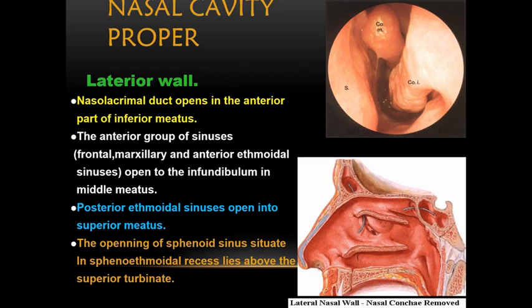Again, we have the inferior meatus below the inferior turbinate, which has the opening of the nasolacrimal duct. The middle meatus has the opening of the anterior sinus group, frontal, maxillary, and ethmoidal sinuses. The superior meatus has the opening of the posterior ethmoidal sinuses or the posterior group, and over the superior turbinate we have the sphenoethmoidal recess, which has the opening of the sphenoid sinus.